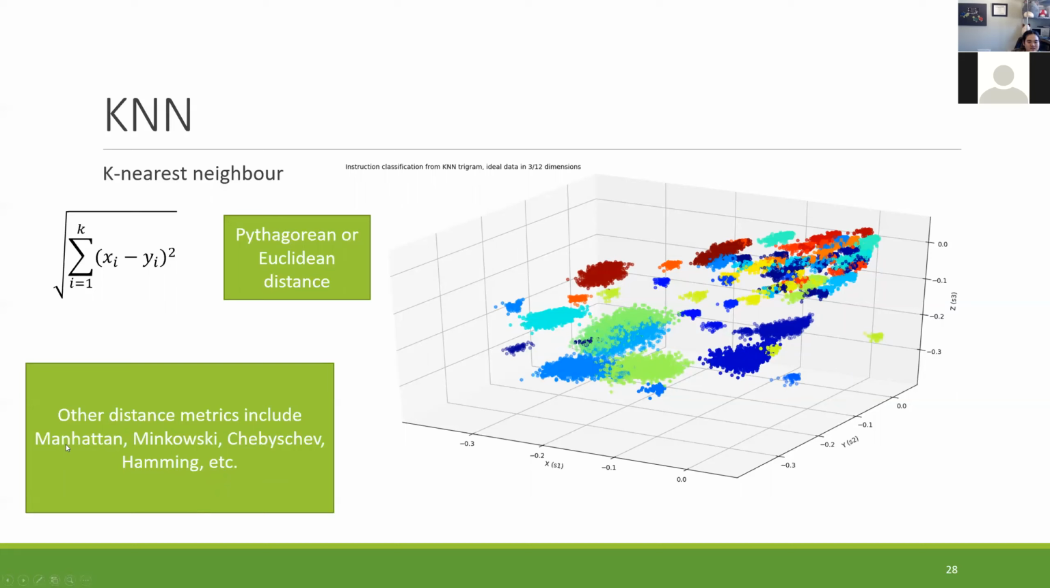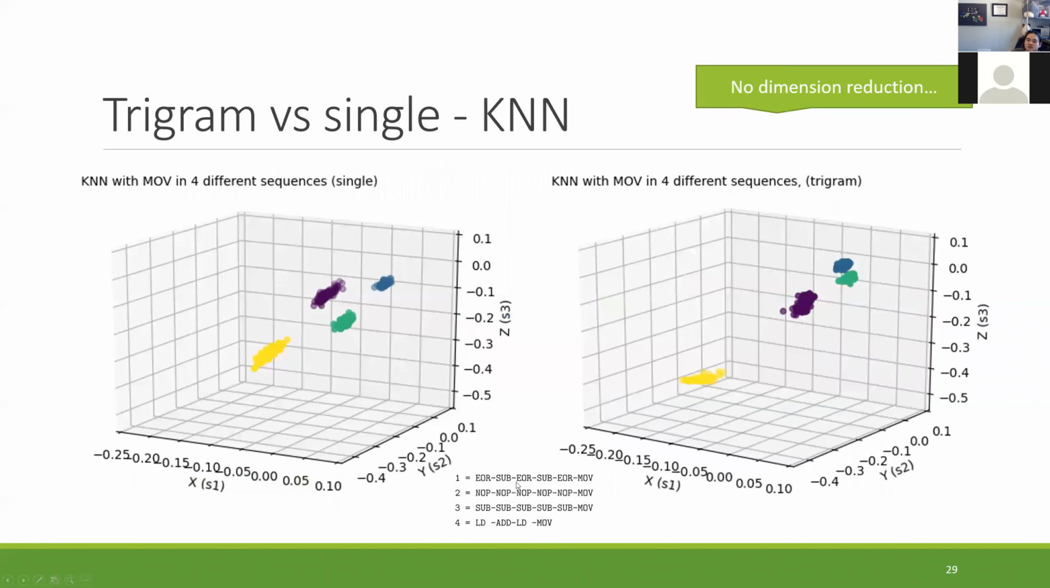You have other distances like Manhattan, Minkowski, Chebyshev, and Hamming distance as well, but we're not going to get into that. Here's an example of grabbing more data. So trigram versus single: collecting more data points versus a single data point. Collecting your neighbor's data points as well, or just your instruction. So this is using K nearest neighbor, okay?